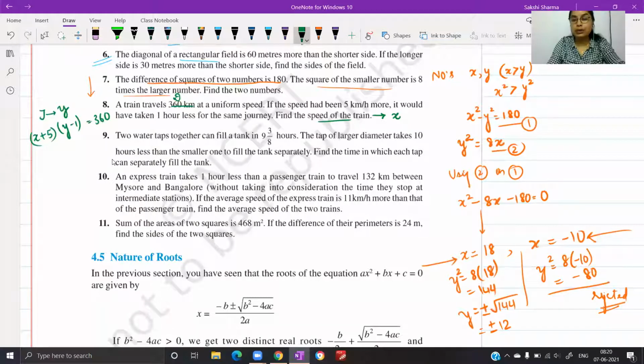But this is not a quadratic equation in one variable. It's not a quadratic equation in one variable. How would you change that?